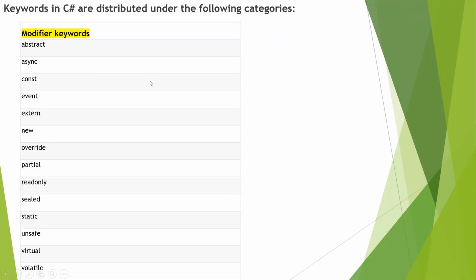So these are the modifier keywords: abstract, async, const, event, extern, new, override, partial, readonly, sealed, static, unsafe, virtual, volatile. We should not use these keywords as names of variables and methods. These are basically used for providing accessibility of the class and its members.